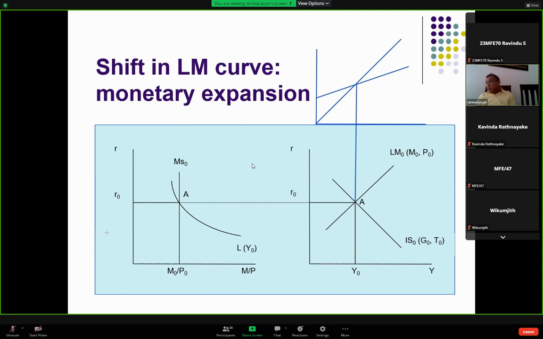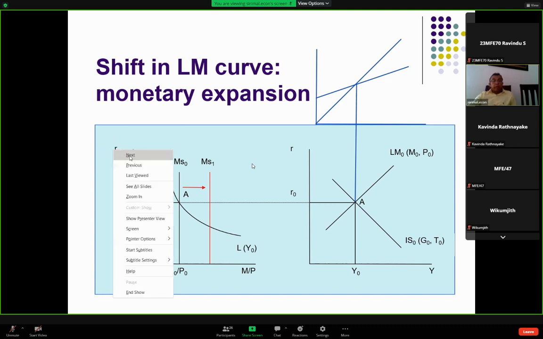We are going to introduce a monetary expansion, which means an increase in money stock. How do we introduce it here? By shifting the money supply line to the right, the red line. What has happened now? The interest rate has declined.